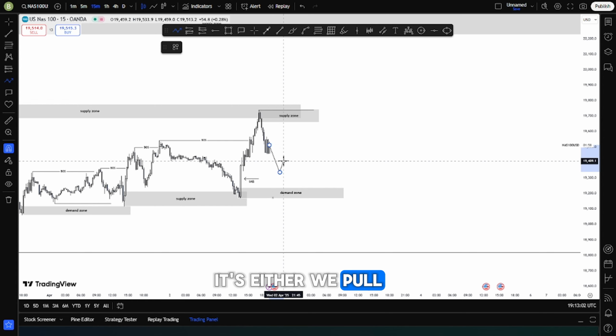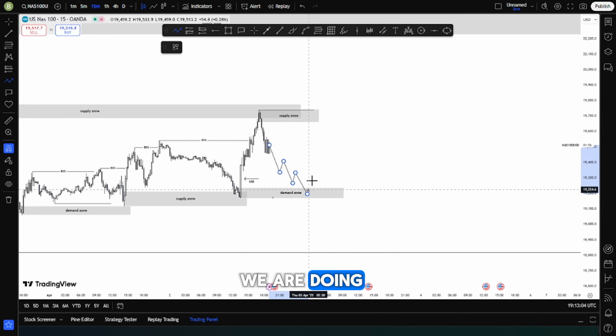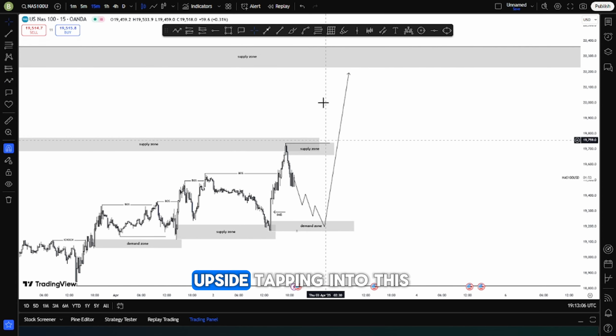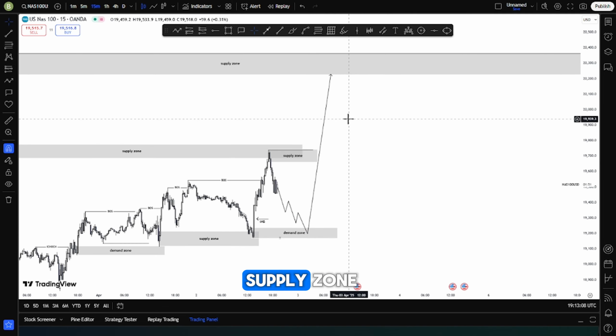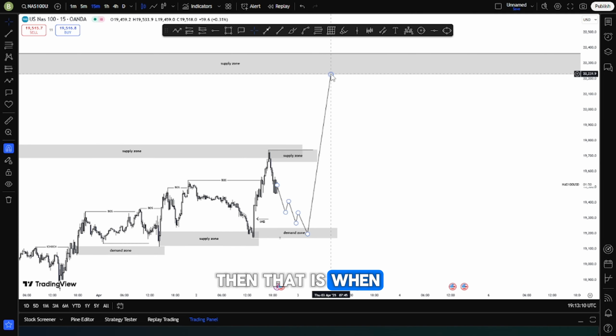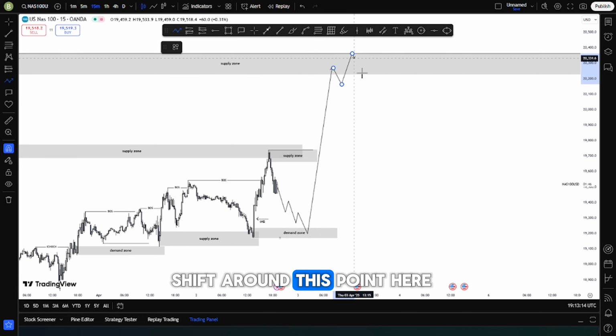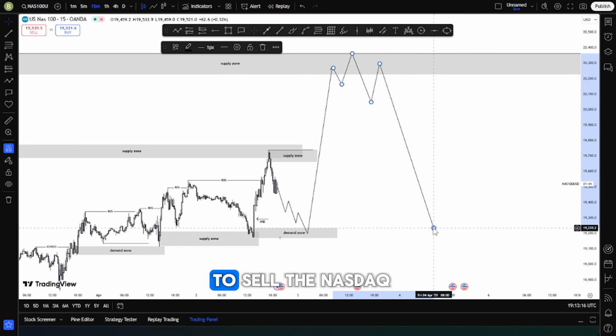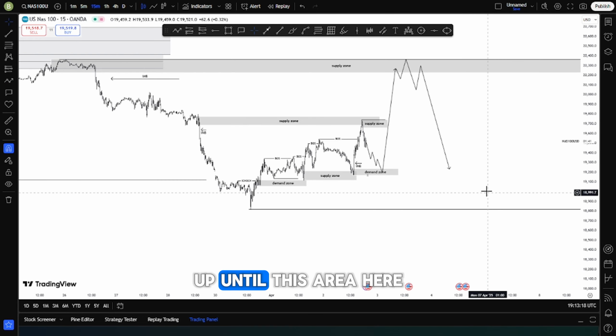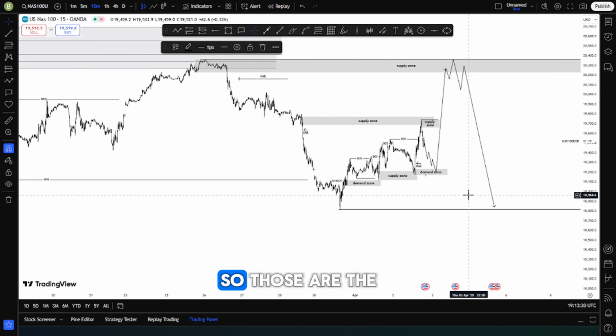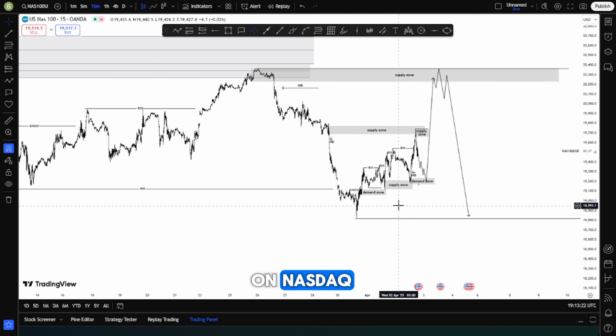It's either we pull down the way that we are doing, then pull to the upside, tapping into this supply zone, then that is when we can get maybe a market structure shift around this point here. Then we can sell the Nasdaq up until this area here. So those are the scenarios that I have on Nasdaq, and I hope you enjoyed this video.